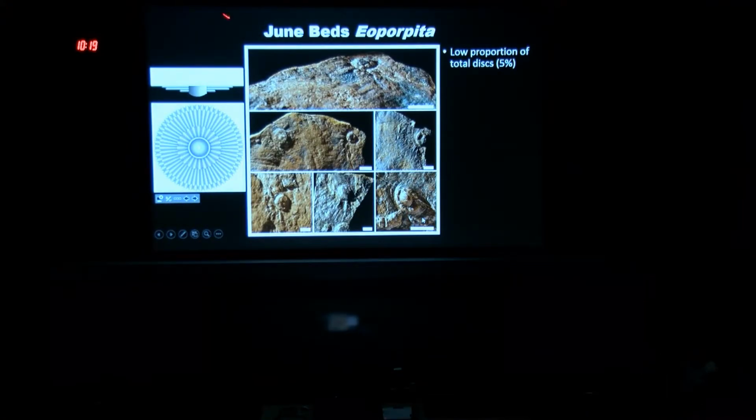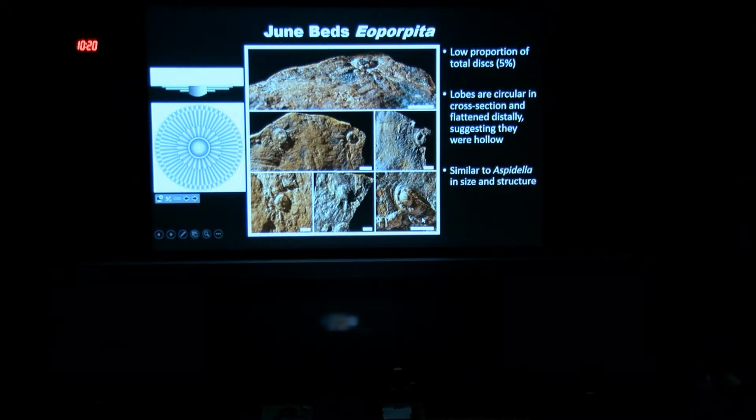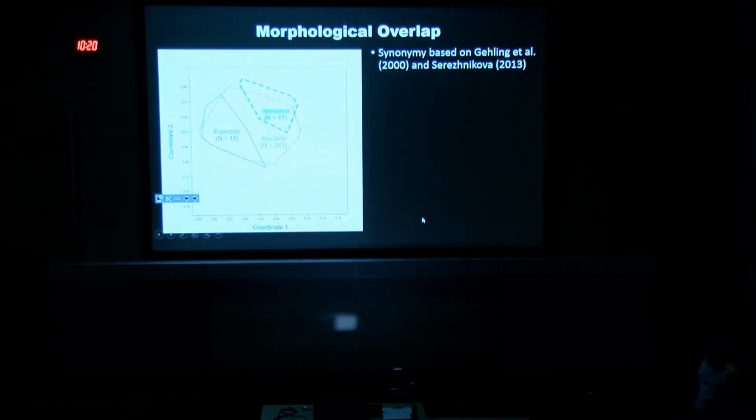Eoporpita itself, as mentioned before, is a low proportion of total discs, which is normal for this taxon. The lobes are circular in cross-section and flattened distally, as you can see here and in many of our specimens, which suggests that the lobes themselves were hollow in vivo. They're similar to Aspidella in size and structure, which got us wondering, could this not be a coincidence?